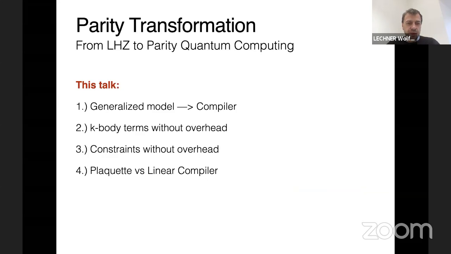I would like to structure it like this. First, I want to introduce the generalized model, which will lead to a compiler for our parity model. Using this, I will then show you how k-body terms can be implemented without additional overhead. Also very important, I will show you how optimization problems with constraints can be implemented. So we go away from quadratic unconstrained problems and go to higher-order constrained problems. Last, I would also like to show you another form of generalization where we go from plaquettes to linear compilers, which are very useful for QAOA applications, whereas the plaquette compiler is useful for adiabatic protocols.